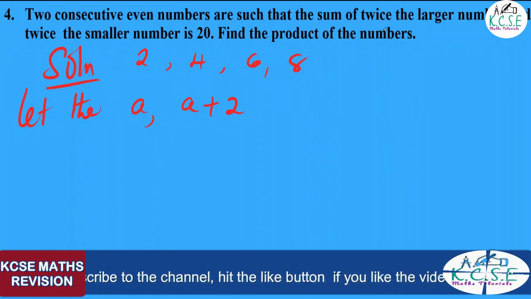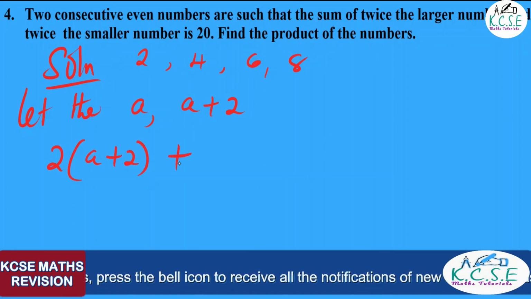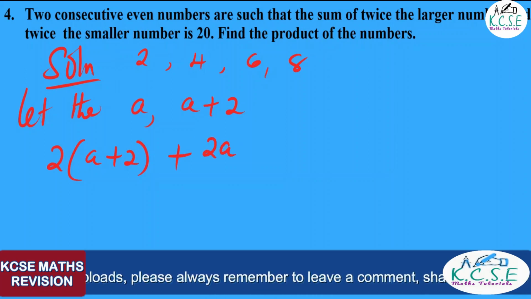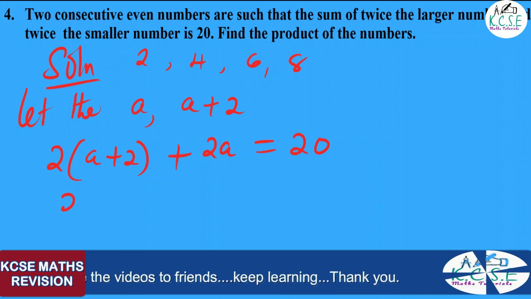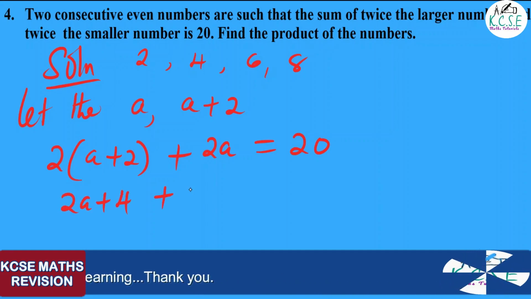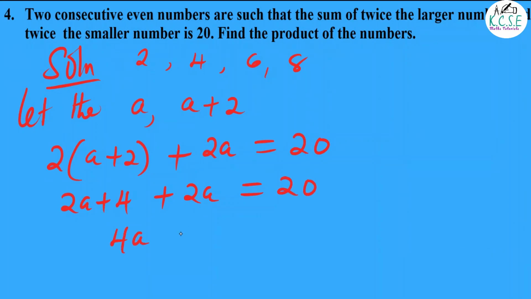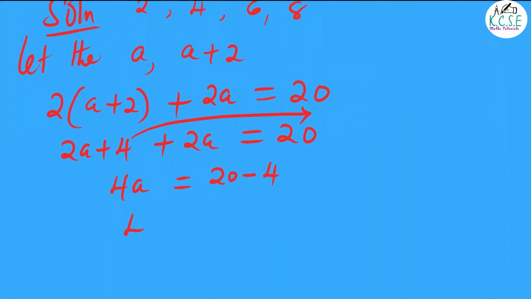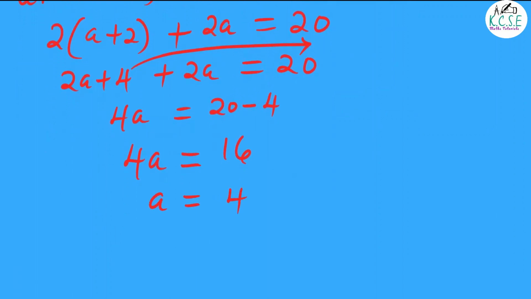So they are such that twice the larger number, which is a plus 2, and twice the smaller number, which is a, give a sum of 20. We can open the bracket: 2a plus 4 plus 2a equals 20. Like terms, 2a plus 2a gives 4a. Then taking plus 4 to the other side gives minus 4, so 4a equals 16. When you divide both sides by 4, you get a equals 4.